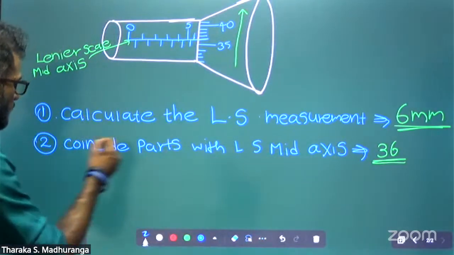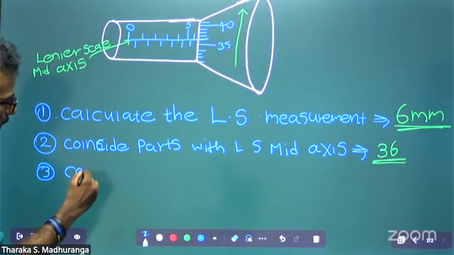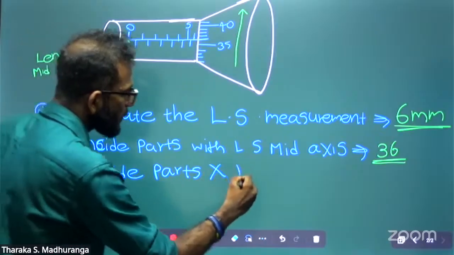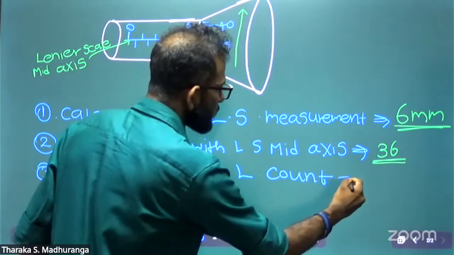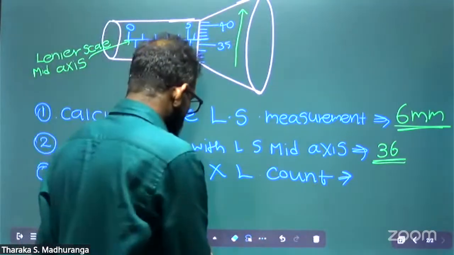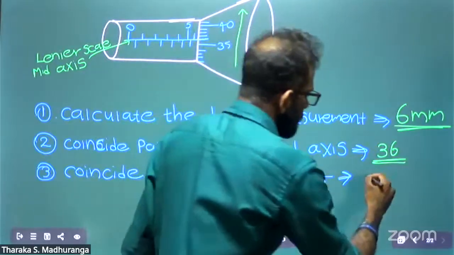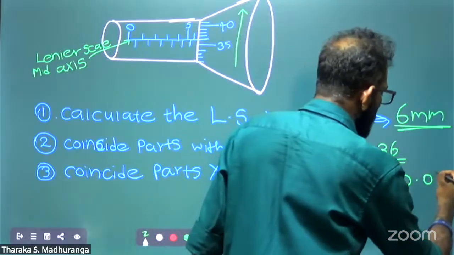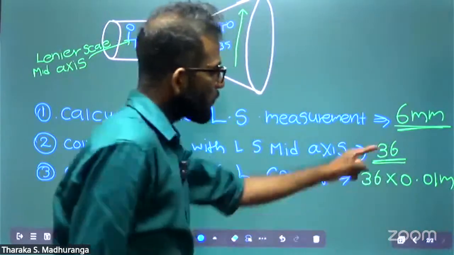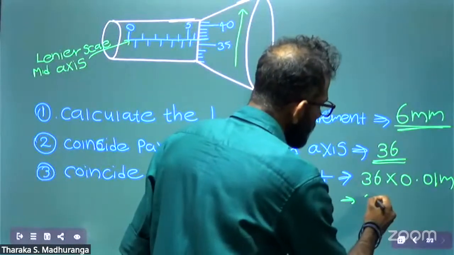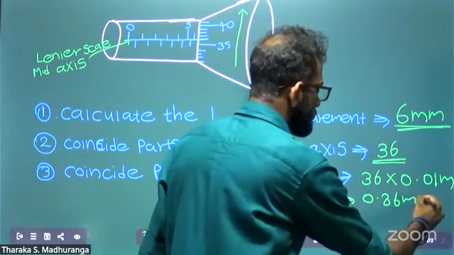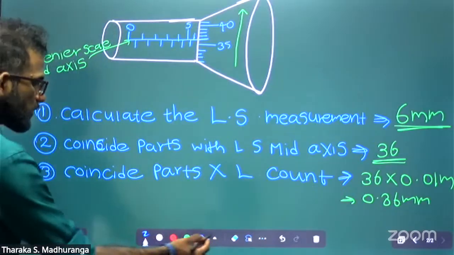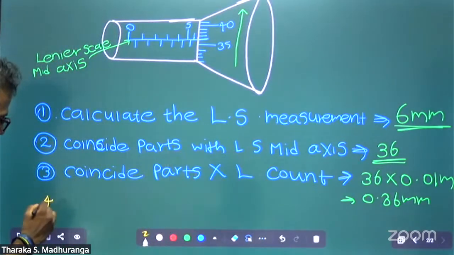Okay, then our third step: this coincide number of parts, just multiply by the least count of the instrument. It is very simple. Now you already know the least count of this type of instrument is 0.01. 36 multiplied by 0.01 millimeter, the value is 0.36 millimeter. Now you can get the final measurement.